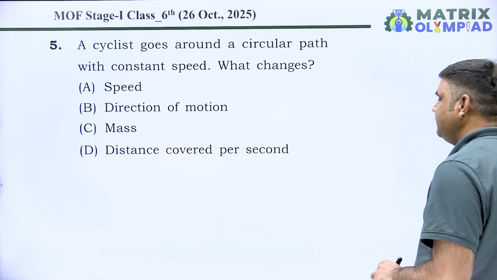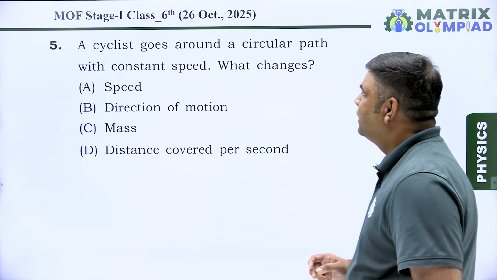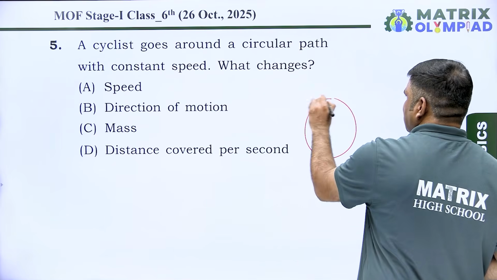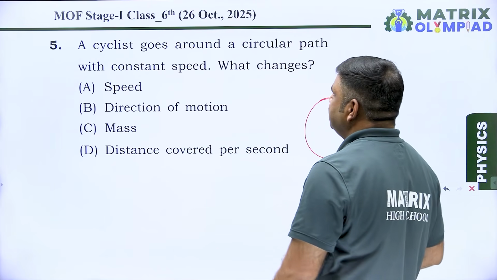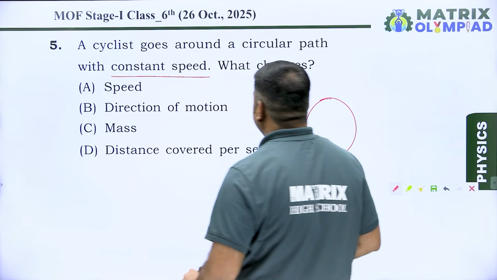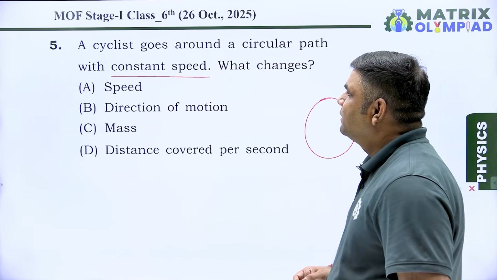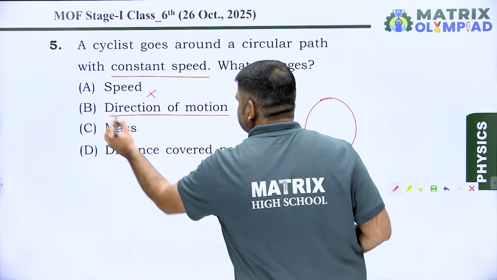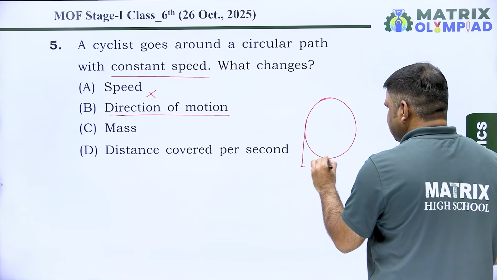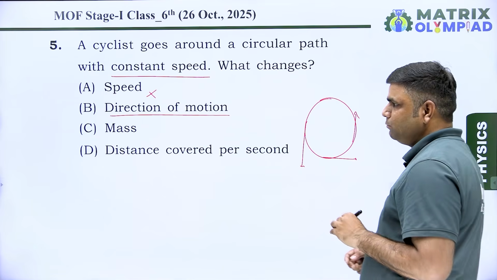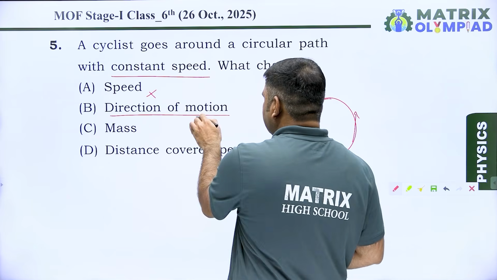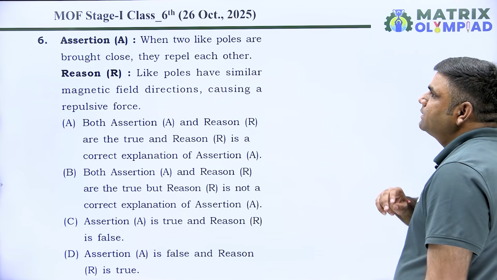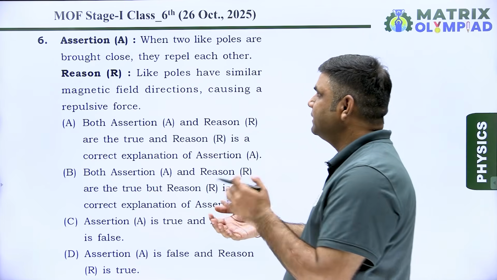Question number 5 is, a cyclist goes around a circular path with a constant speed. The speed is constant. What changes? Speed? No, speed is constant. Direction of motion? Yes, because in circular motion at every single point the direction of motion changes. So our correct answer will be option B. Move to the next, that is question number 6, which is based on assertion and reason.